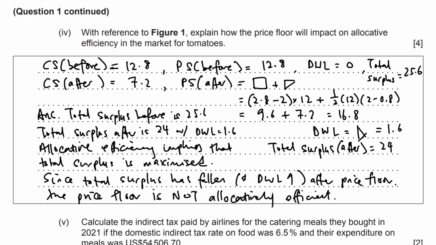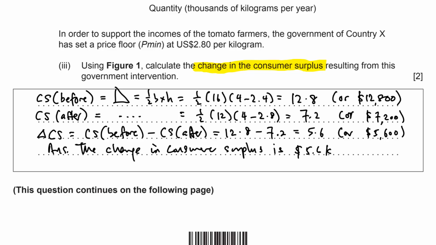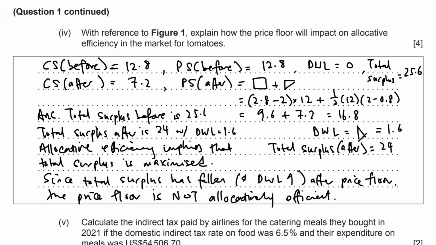To answer this question, I'm going to do this in a couple of bits. I'm going to start off by saying, what is the consumer surplus before and after? We don't have to recalculate this because we already got this from part A. Consumer surplus before and after is 12,008 and 7,002 respectively. This is for the price control. So we don't have to redo that bit. Just copy and paste from the previous question.